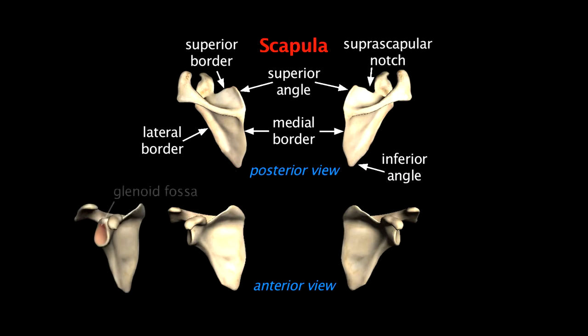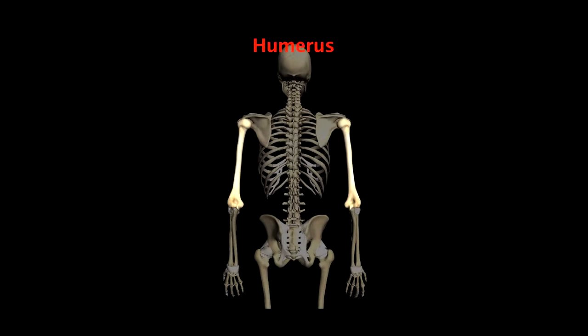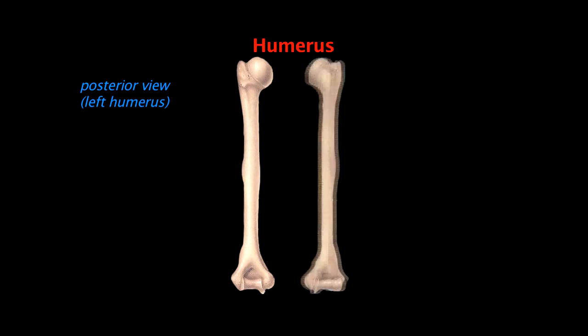And this smooth depression here on the lateral edge is the glenoid fossa. This is the point of articulation between the scapula and the head of the humerus. The humerus is the bone that makes up the designated arm section of the upper limb. We have two views of the humerus here, the posterior view and the anterior view.